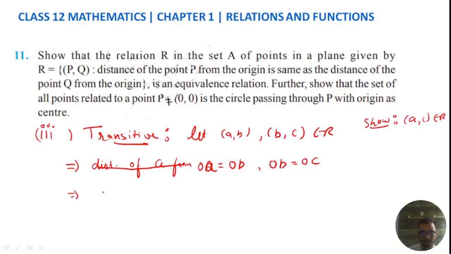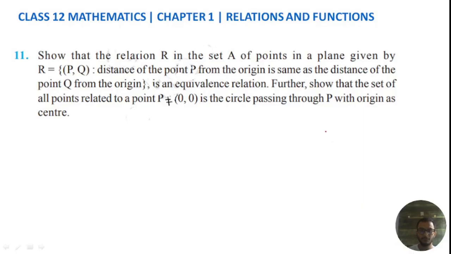By this can I say that the distance of origin from a is the same as the distance of origin from c, and this means that a and c are related, right? And this means that our relation is transitive, because we took arbitrary (a, b) and (b, c) from R, and we showed that (a, c) belongs to R. So the relation is transitive. We showed reflexive, then symmetric, then transitive, hence our relation is an equivalence relation. Now let's do the further part.